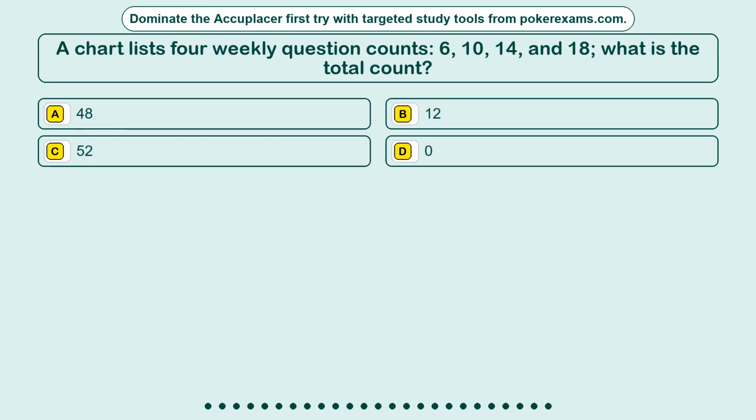Question 9. A chart lists 4 weekly question counts: 6, 10, 14, and 18. What is the total count? Option A, 48. Option B, 12. Option C, 52. Option D, 0.